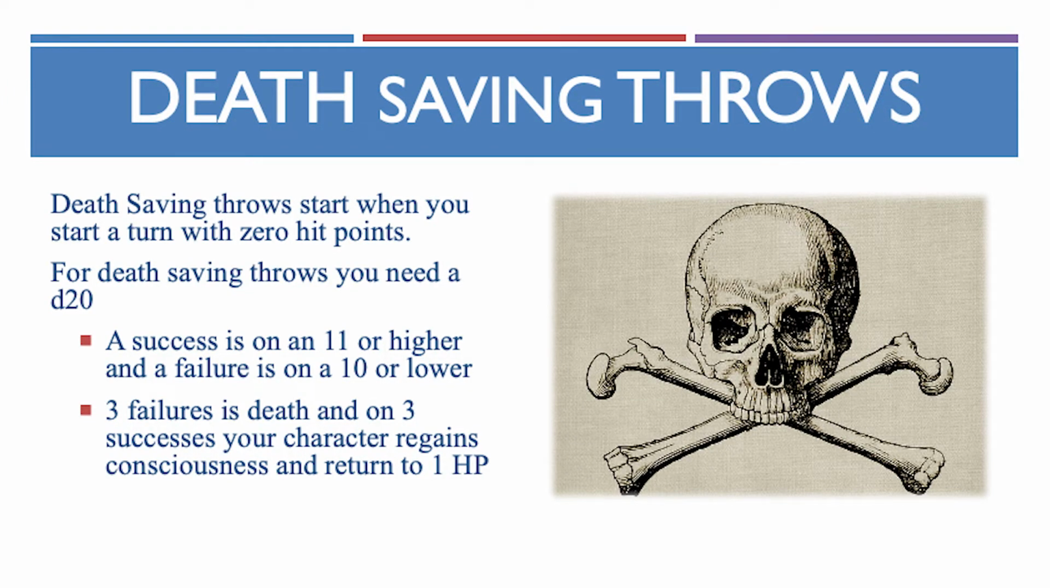For death saving throws, you need a d20. A success is on an 11 or higher, and a failure is on a 10 or lower. 3 failures mean your character's death, and on 3 successes, your character regains consciousness and returns to 1 HP. There are no bonuses or modifiers added to these rolls, and on a 1, you get 2 failures instead of 1. And on a 20, it is an instant success and your character rises to 1 HP.